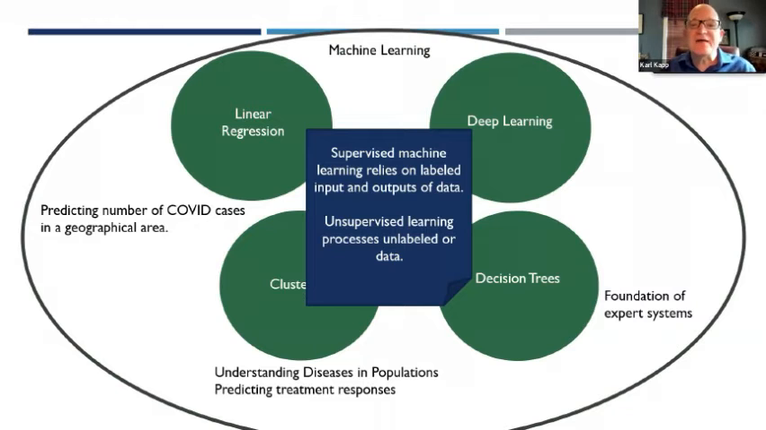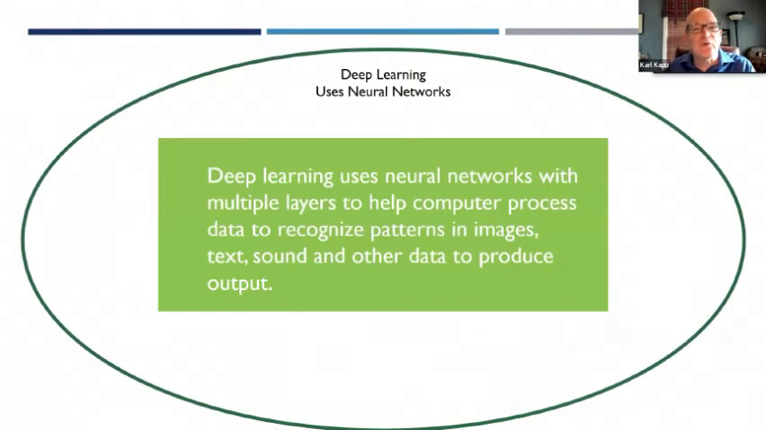So when we drill down into deep learning, it is basically using a neural network with multiple layers. Some people ask, why is it called deep? Is it philosophical? Well, basically it's deep because it uses multiple layers to help the computer process the information. It's not deep because it's some philosophical thing or it's thinking like a human. It's deep because it uses multiple layers to help the computer process data. And then it can recognize patterns, text, sound, and other information.